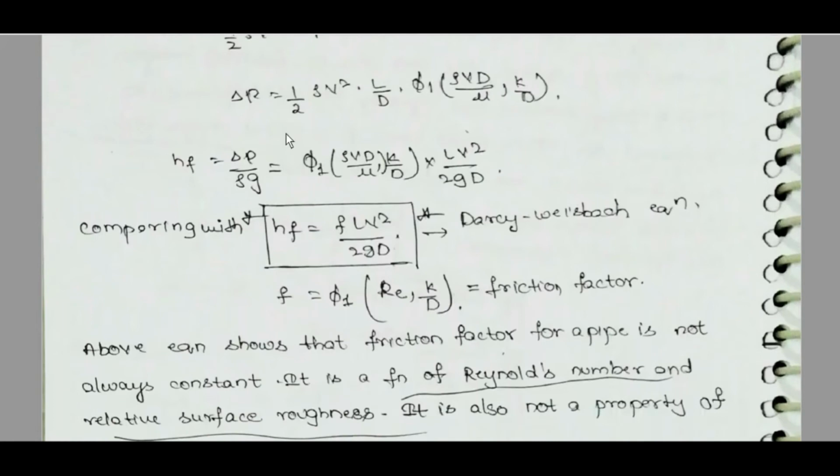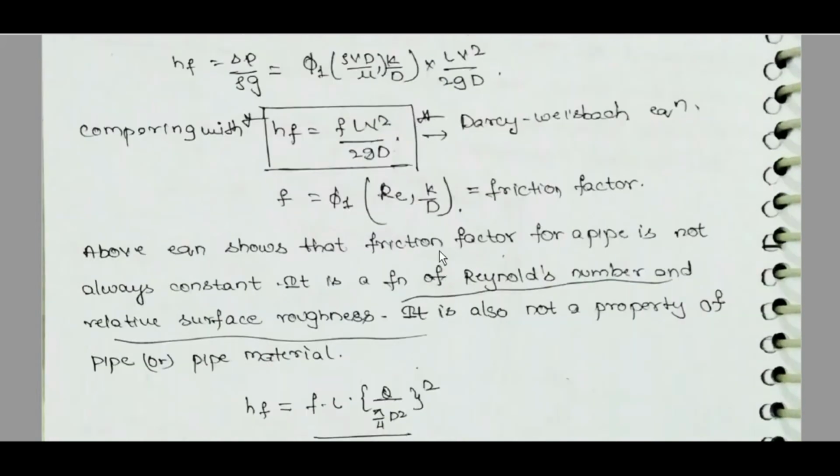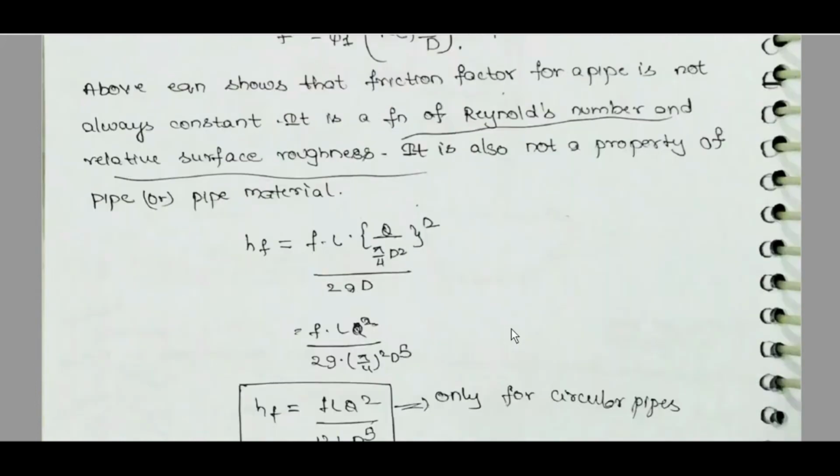Hf is equal to delta P by rho g, which is equal to pi 1 of rho V D by mu, K by D into LV square by 2gD. Comparing with the Darcy-Weisbach equation Hf is equal to fLV square by 2gD, pi 1 of Re, K by D is equal to the friction factor. The above equation shows that the friction factor for a pipe is not always constant. It is a function of Reynolds number and relative surface roughness. It is also not a property of the pipe or pipe material.